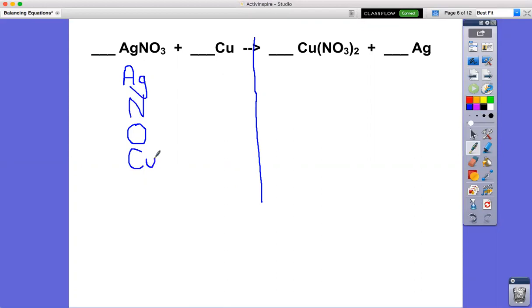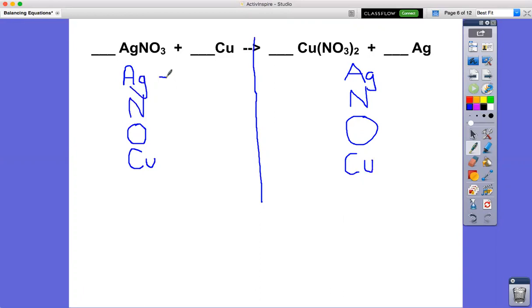All right, now we're going to do the exact same order on this side because see how they're not always in the same order, and we'll get confused if we don't put them all in the same order when we're seeing if they're balanced or not. So put them in the same order. So I'm going to put my Ag, my N, my O, and my Cu. Okay, now let's count them.